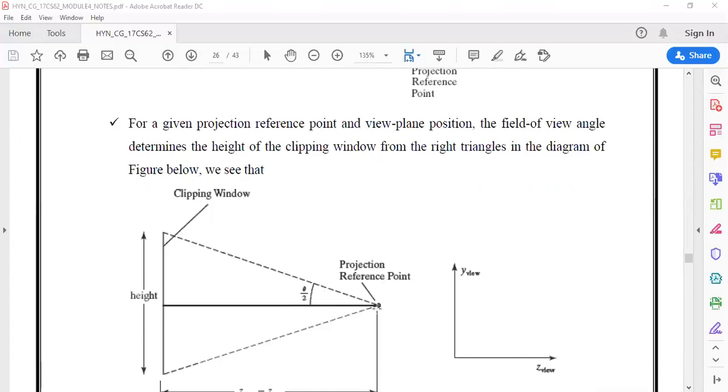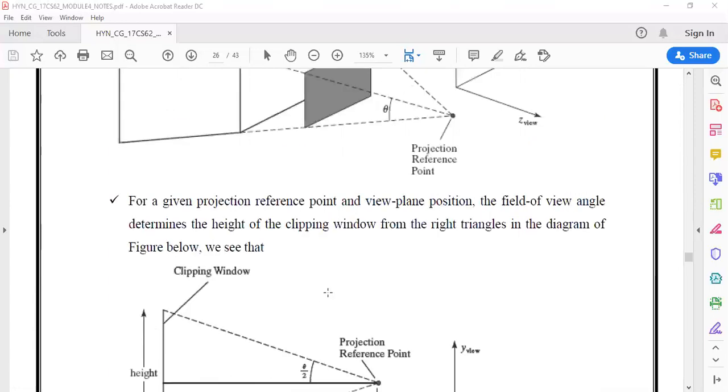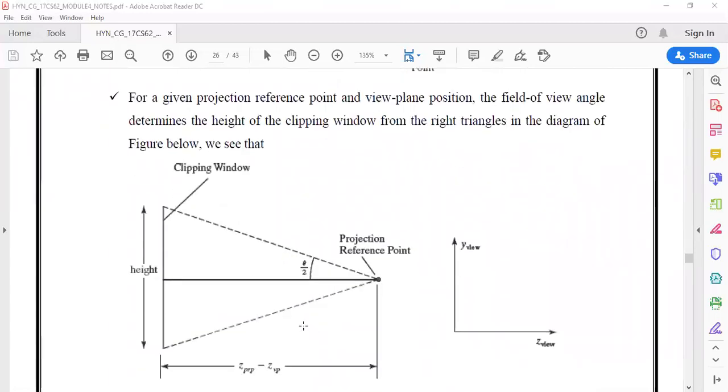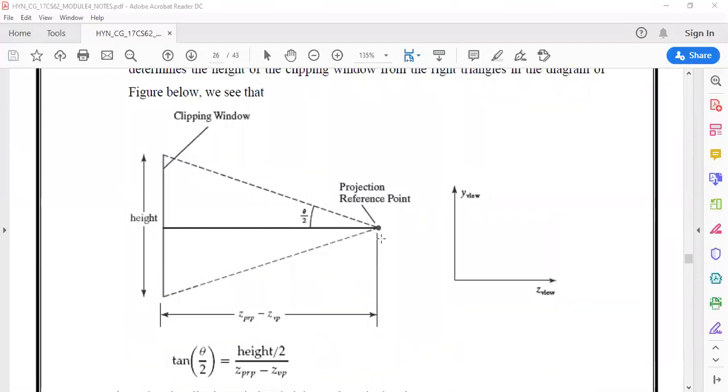If I take the symmetrical frustum volume, the center of projection is perpendicular to my clipping window. I will draw a line from my clipping window to the center of projection. The entire angle theta is then divided into two halves, so I get theta by 2, theta by 2. Now let this point be xprp, yprp, zprp, and on the view plane it is xprp, yprp, zvp. So the distance between the center of projection and the point on the clipping window will be zprp minus zvp.